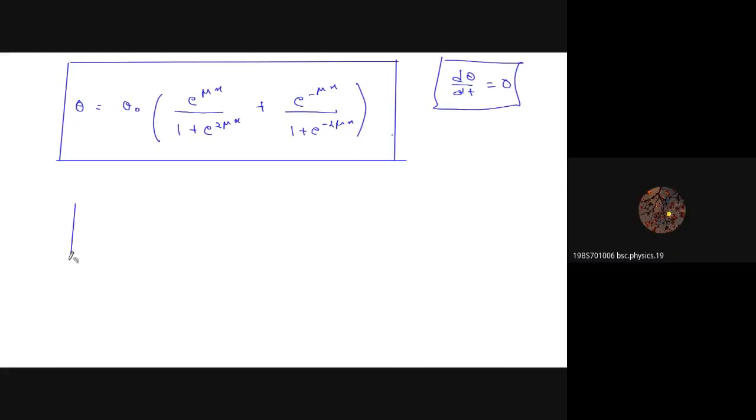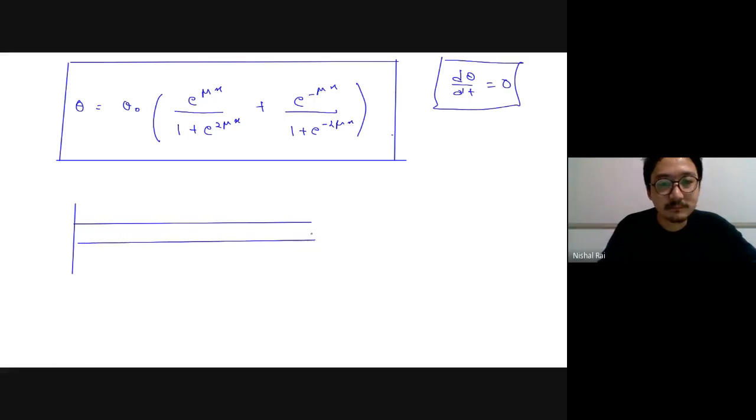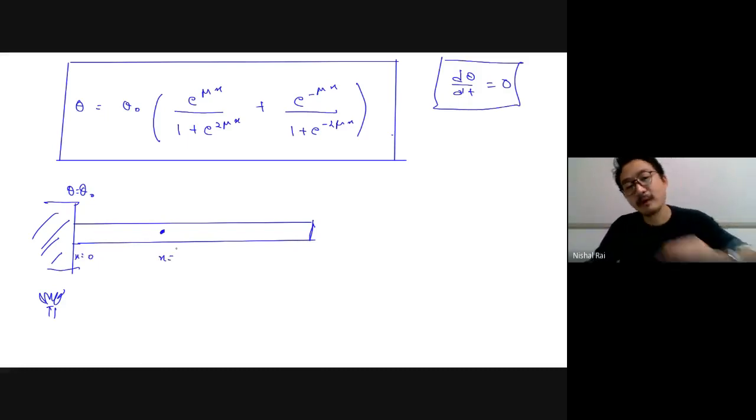To summarize, here you had a bar, and on this side of the region you started heating it. So it reached a certain constant temperature, which was theta naught. And at any given position, let's say over here, this was x equals 0. This was x equal to how much? 1, 2, 3, 4, 5. How much should we take? 2. Okay, 2.